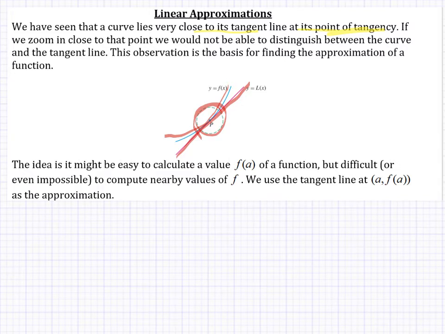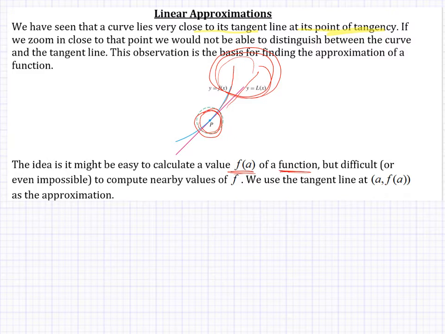Now, the further I move away from that point, clearly there's a difference between this curve and this line. So over here, there's a bigger difference between them. But in the proximity of that point, they are very close to the same. So if we want to calculate, say, f of a of a function, but that's difficult or even impossible to do, we could simply compute nearby values of f with the tangent line, and find f of a by using the tangent line instead of the function itself.